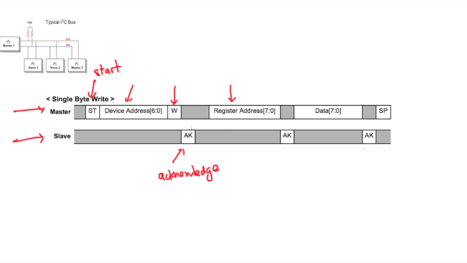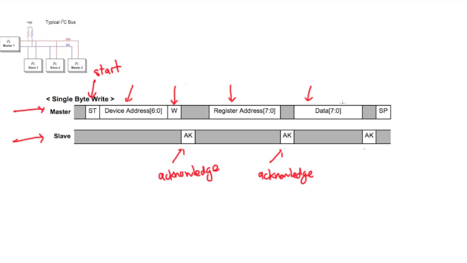You write it there, and once that is sent, the slave is going to acknowledge again just to make sure that everything got transferred through. And then once that happens, the master is going to send the data that it wants to write in that specific register.